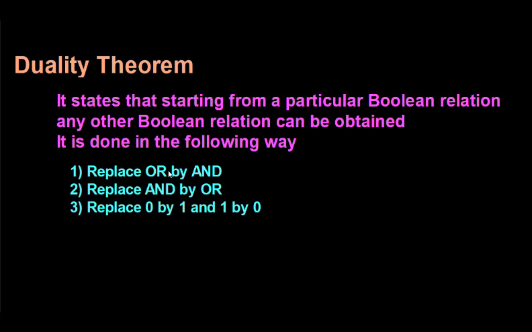If we have a Boolean relation, we can get any other Boolean relation by using these three steps. The first step is replace OR by AND. So if the relation contains OR, we have to replace it by AND. Second, replace AND by OR. So if it contains AND, replace it by OR. And third, replace 0 by 1 and 1 by 0. So these three steps must be followed.